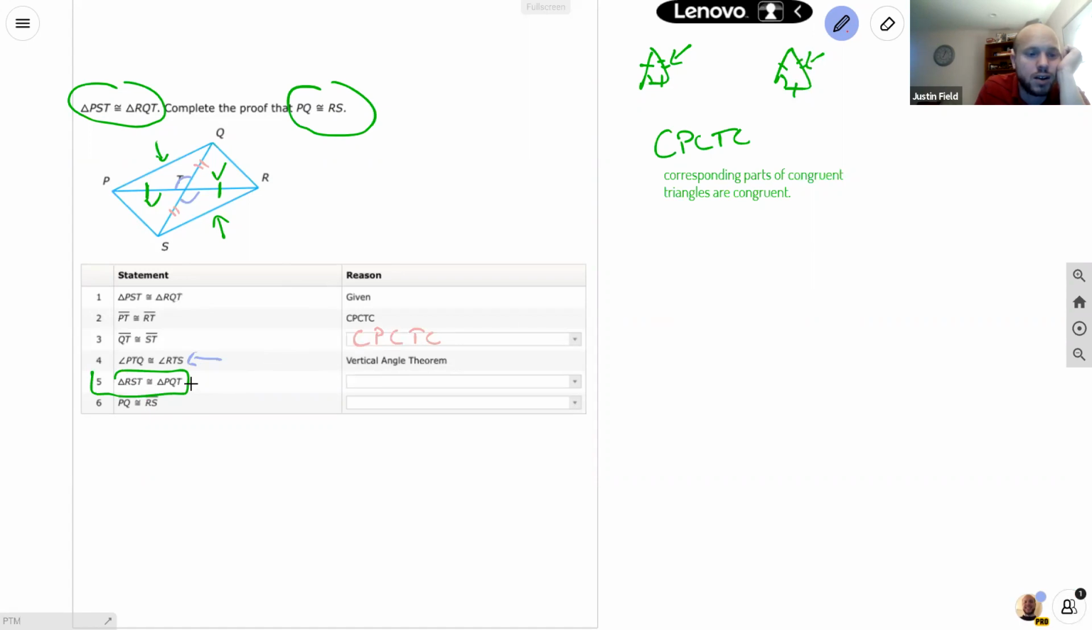And so now, why are the triangles congruent? We have a side, angle, side. So this triangle is congruent to this triangle because of side, angle, side. And so why are the two sides out here congruent? CPCTC. Got it? All right.